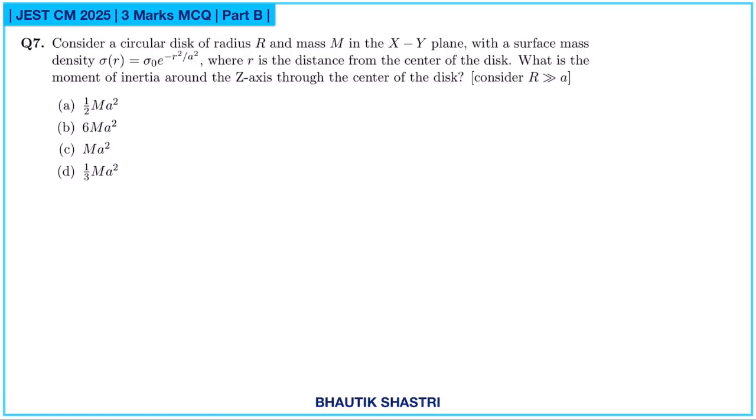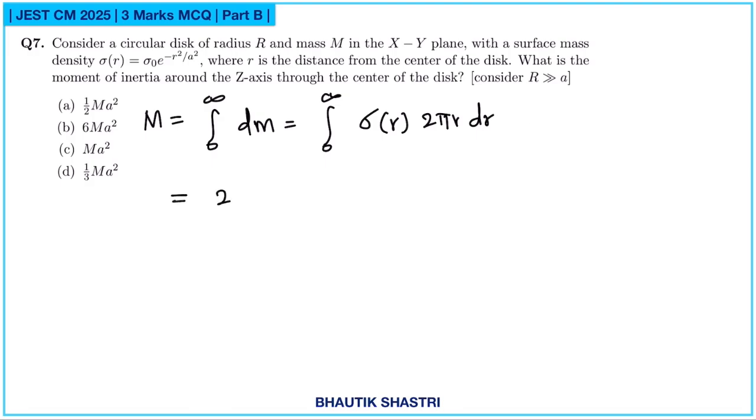And here the answers are in terms of m. So first we have to calculate m as well. Here it is given that r is much greater than a, so we can approximate the upper limit as infinity. So mass will be integral 0 to infinity dm, so 0 to infinity sigma r 2 pi r dr.